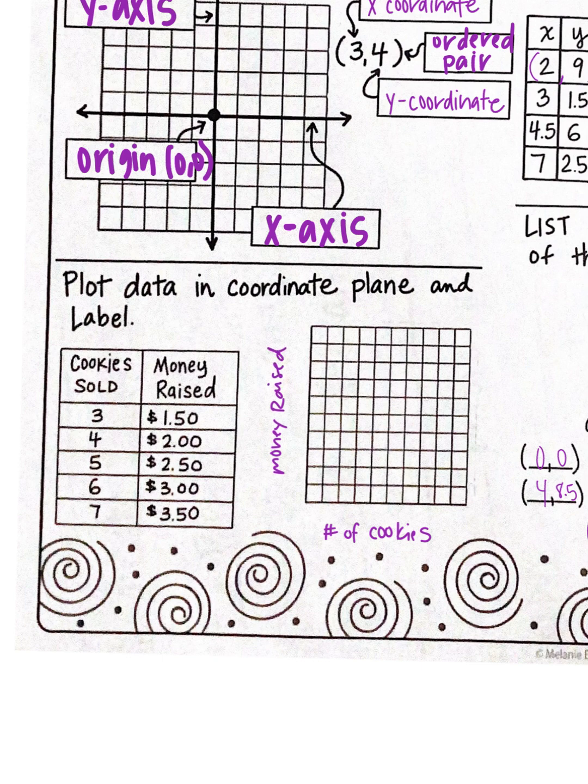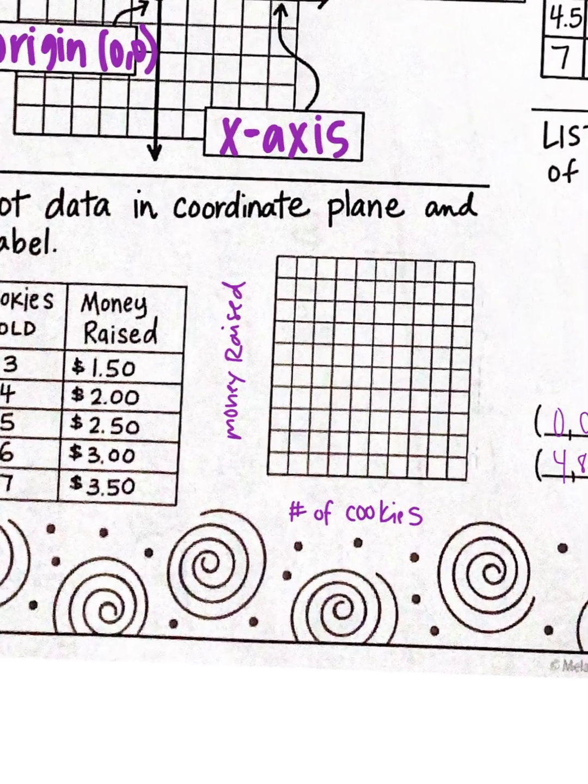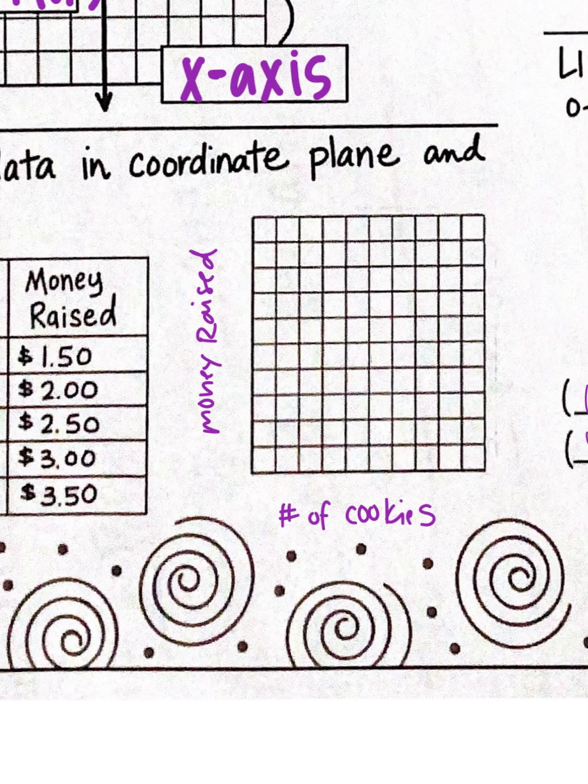So when I'm plotting my points, I'm able to figure out, okay, this is how far over I go to represent my number of cookies, and then how much money I earn from that number of cookies, I go up to that amount. Okay, so now we're going to label what each line is representing. On my x-axis, I'm going to count by ones. So 1, 2, 3, 4, 5, 6, 7, 8, 9, 10. Same thing on my y-axis. I'm going to start with 1 all the way up to 10. And now I can plot my points.